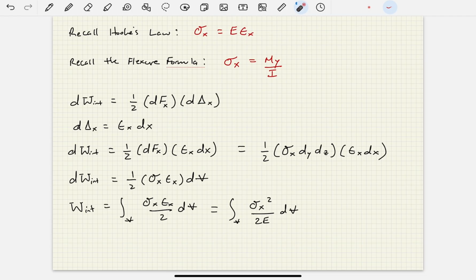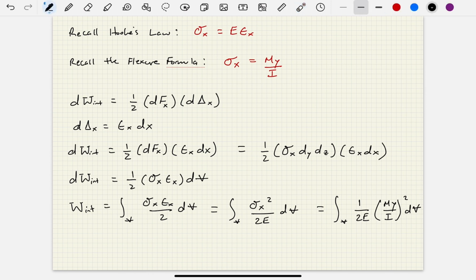Now, we're going to strategically substitute the Flexure formula in somehow, okay? How am I going to do that? How am I going to substitute that Flexure formula in here? Well, sigma x is right here, so I can substitute My over I in for sigma x now, right? So I can say this is equal to the integral over that volume of 1 over 2E, I just kind of lumped those constants together, of My over I squared d volume, okay? Now, I can reimagine d volume as what? I can reimagine it as dA times dx.